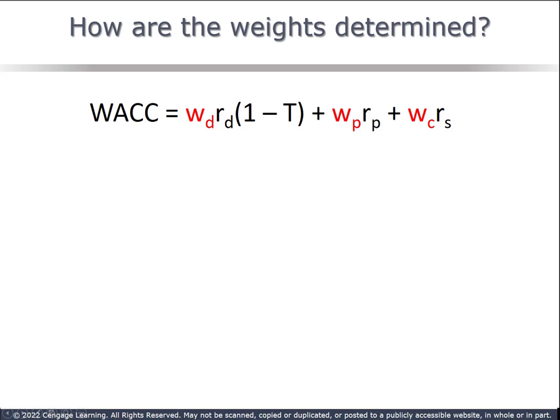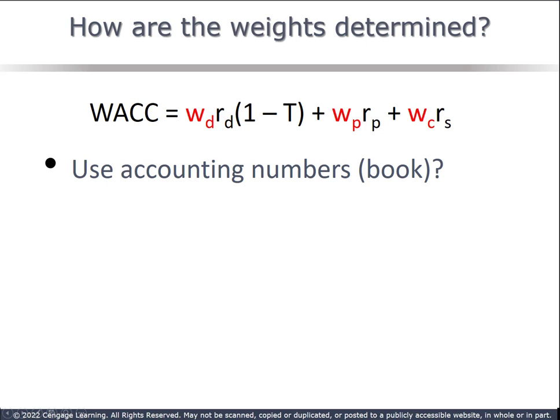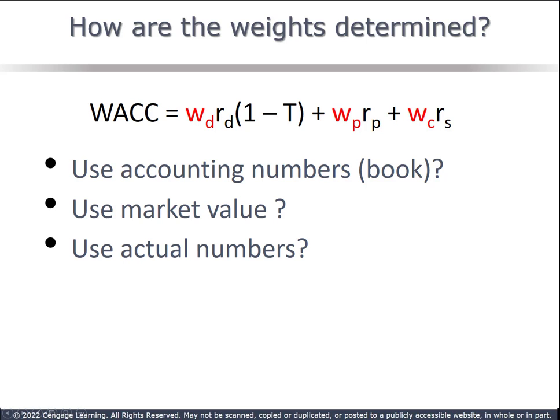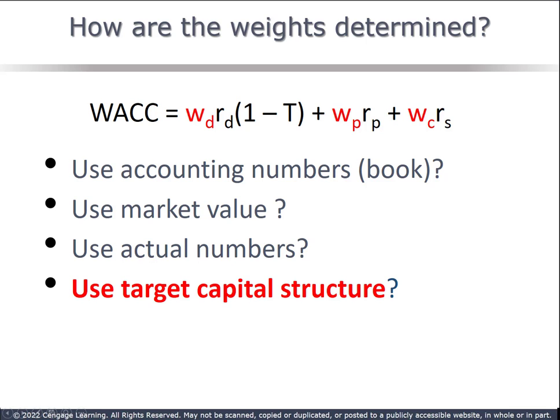The weights used in the weighted average cost of capital formula represent the percentage of the firm funded by each source of capital. Should we use accounting numbers? Using book value is a last resort, since book value may not correctly reflect market value. Market value, that's the second best choice. The market value of equity is simply the number of shares outstanding times the price per share. Market value of debt is the number of bonds outstanding times the current selling price per bond. Actual numbers? You're going to have to be inside the firm to be able to get actual numbers. Outsider? Probably not. The optimal source for weights in the firm is the firm's own target capital structure.